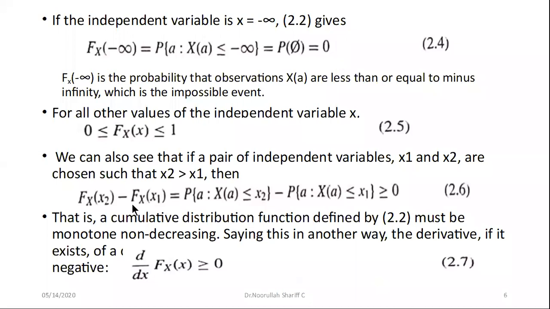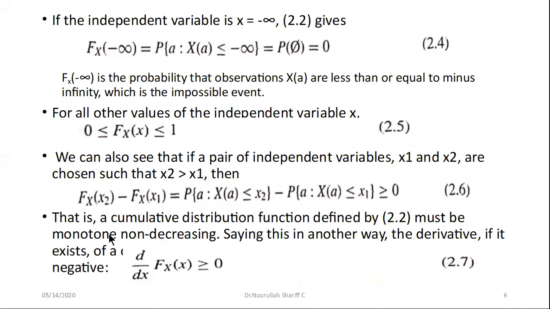So then at that time, you can write that as f of x2 minus f of x1 is equal to p of x less than x2 minus p of x less than x1, and that will be greater than 0. So you can just try to write for this, and you can calculate. So what is the cumulative? That is, the cumulative distribution function defined by 2.2 must be monotonically decreasing.